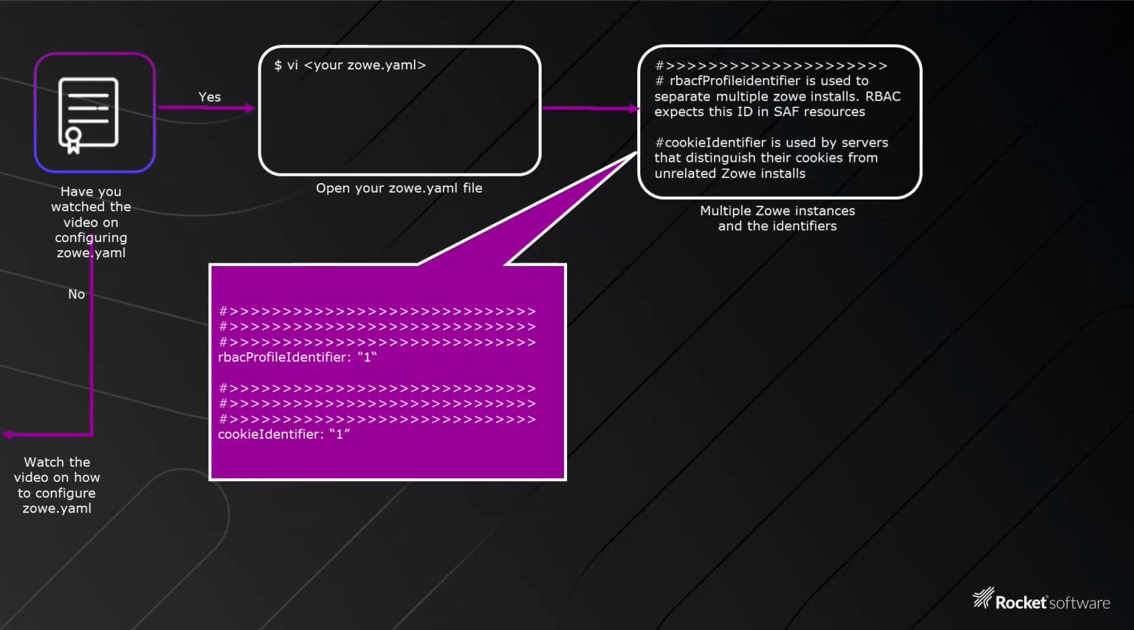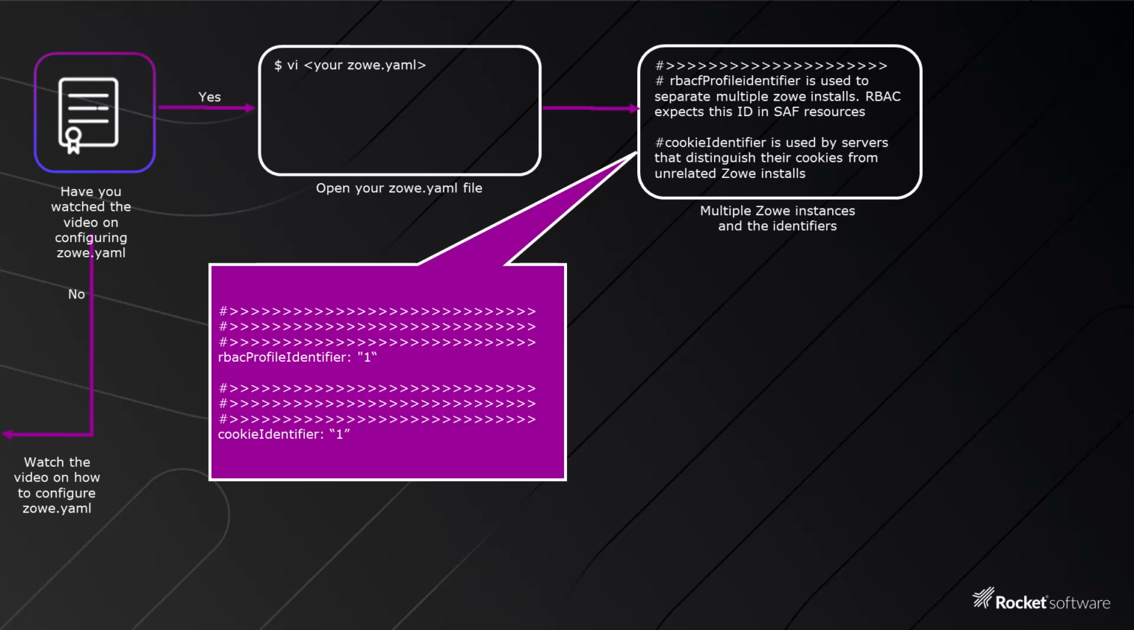Multiple instances of Zowe and the identifiers. When you are running multiple instances of Zowe on the same LPAR, it is good to distinguish them with different IDs. It helps when you want to use both instances in the same browser, or to have different SAF privileges for users. You can define RBAC profile identifier and cookie identifier as follows.